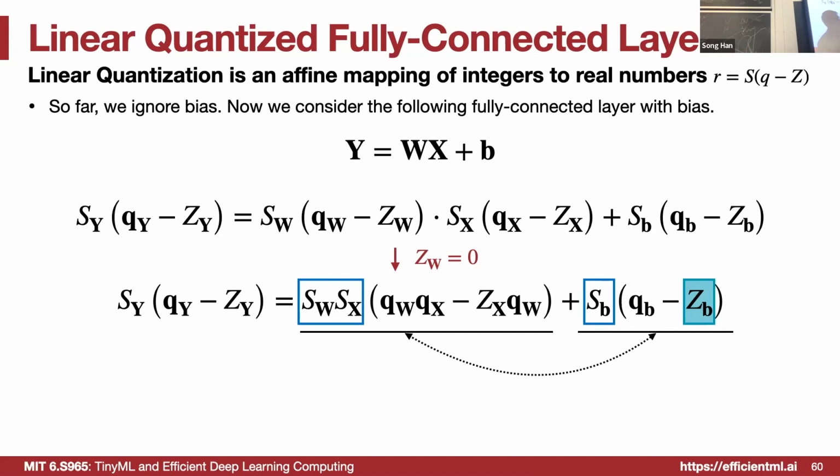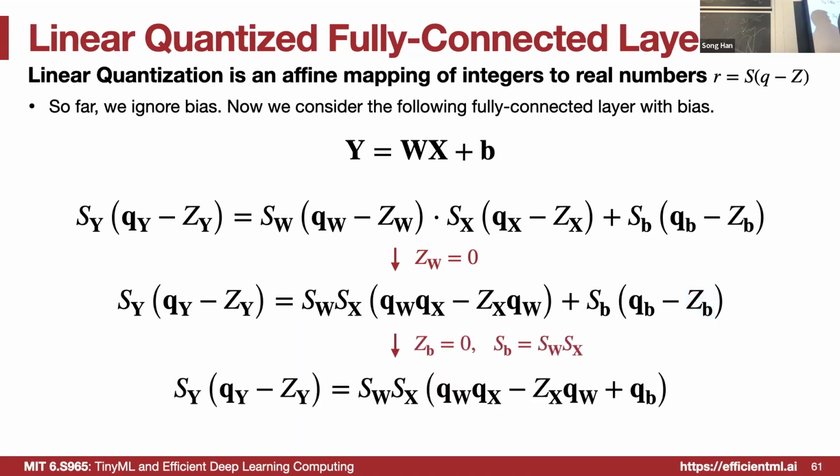So in order to merge them together, we set S_B to be equal to S_W S_X, right? So we set S_B to be the same as S_W times S_X, so that we can further simplify the equation by merging this Q_B into this equation, right? And also we set Z_B to be 0 again, right? The zero point of the bias should also be 0. Okay. So let's see this again. We have these two terms, we follow as before, and then we have this Q_B becomes here, since the S_B becomes the same as S_W S_X.